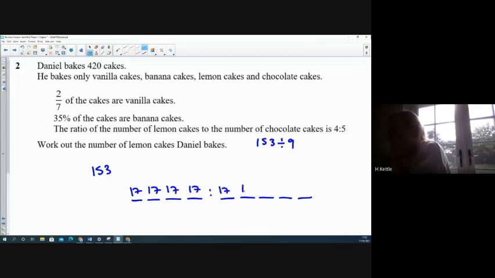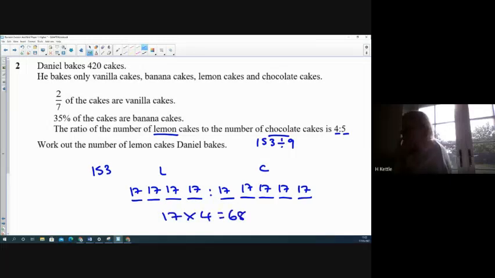And so if we want to know the number of lemon cakes, that's going to be this size because it says the ratio of lemon to chocolate is 4:5. So lemon on this side, chocolate on this side. Lemon cakes, therefore, is 17 times by 4, which is 68. So just make sure that for that topic, you're really confident with how we calculate ratios, how we calculate fractions and percentages and so forth.